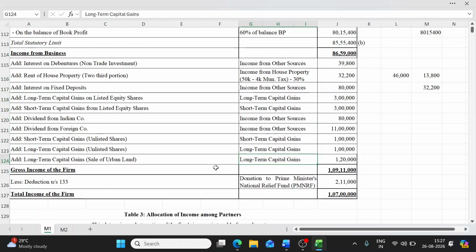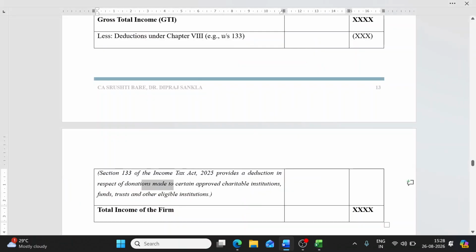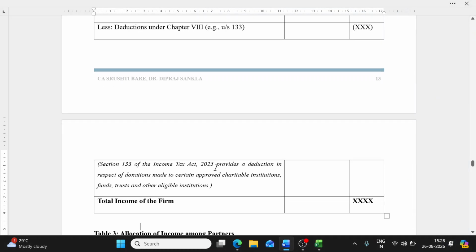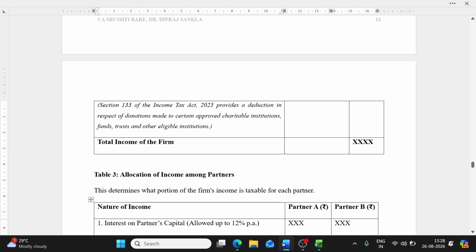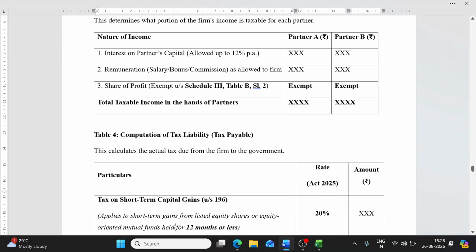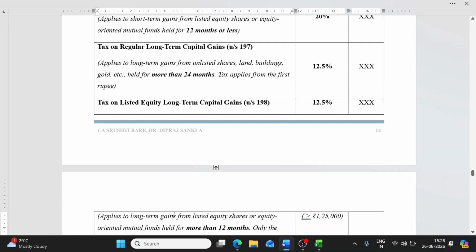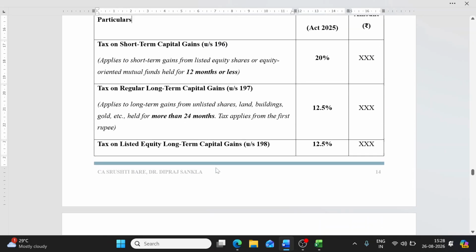And there are a few incomes which have a special rate of income tax. For example, short-term capital gain on listed equity share, the rate is 20 percent. Rather, I'll show you the list in the notes. Here only you will see the list. So according to the list, where is the list? Here it is. So look.